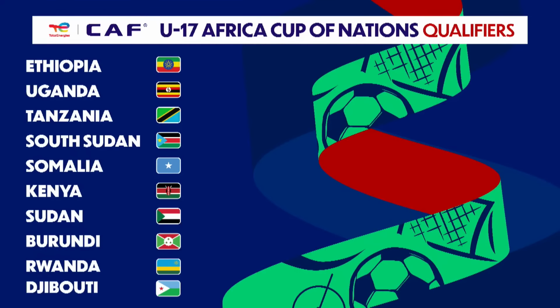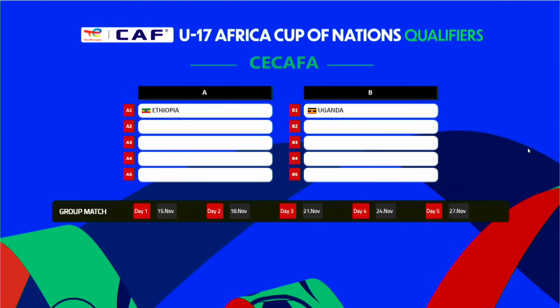10 teams registered to take part, and Ethiopia, the host nation, will be in Group A. And that makes Ethiopia A1. Uganda, that lifted the title last year, that is 2024, will be in Group B, and Uganda becomes B1. Remember, Group A will be based in Addis Ababa, Group B will be based in Diredawa.